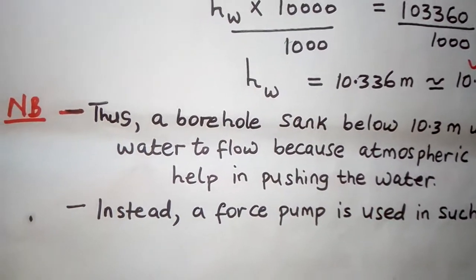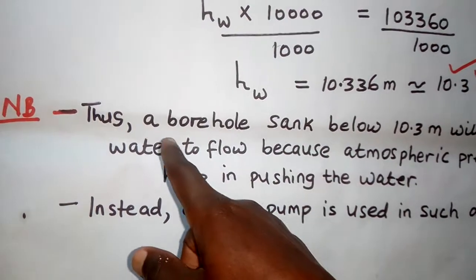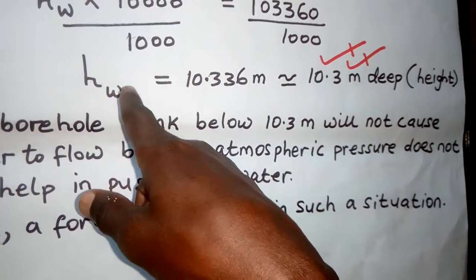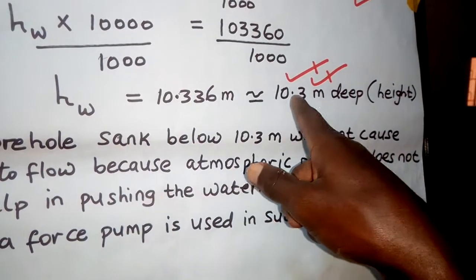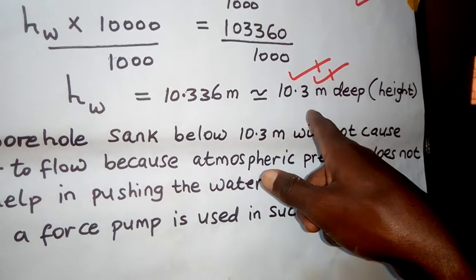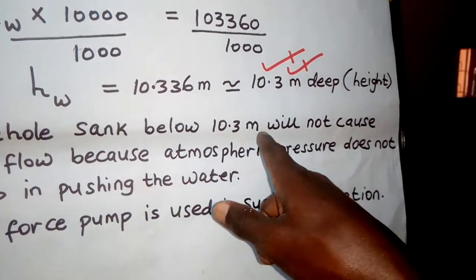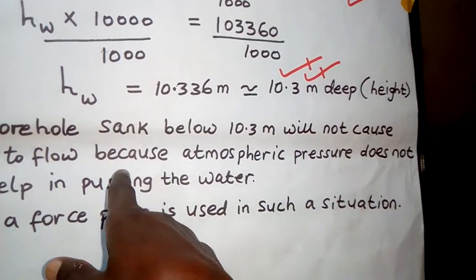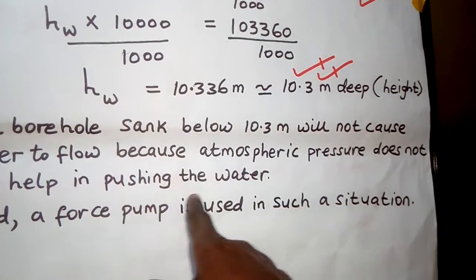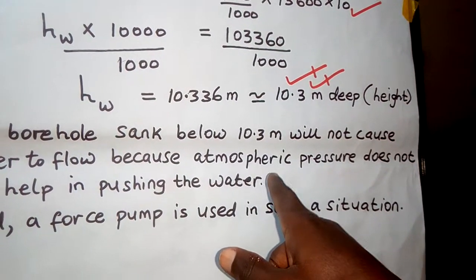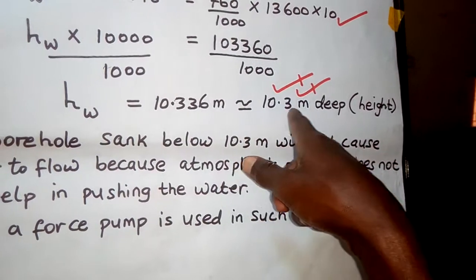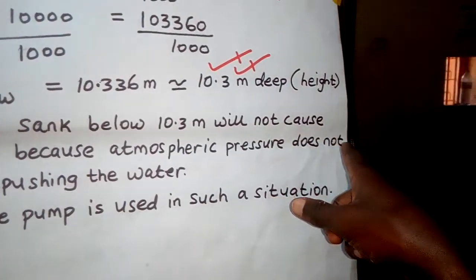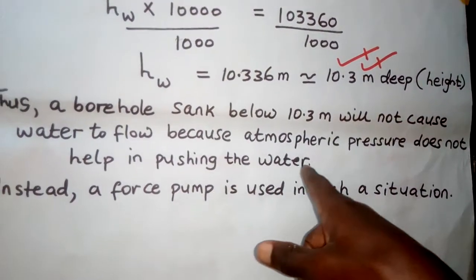So we are saying, when you dig a borehole below 10.3 meters, remember we have calculated the height which is supported by atmospheric pressure is 10.3, it will not cause water to flow. Why? Because atmospheric pressure does not help in pushing the water. Atmospheric pressure will only help up to a height of 10.3 meters.